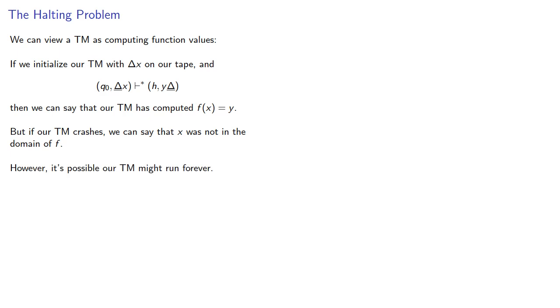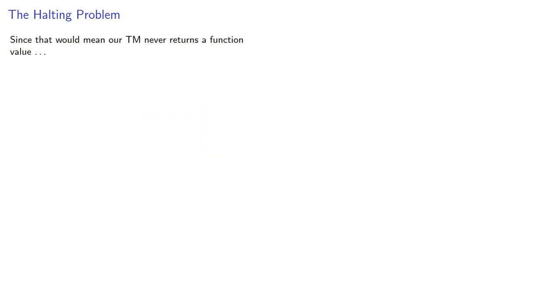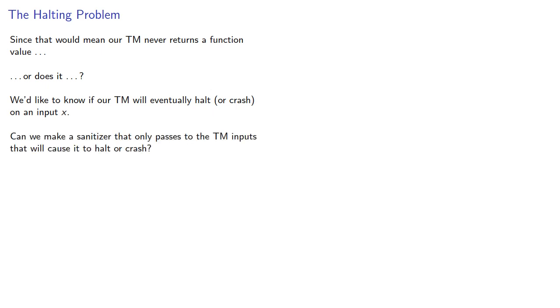But remember, it's also possible that our Turing machine might run forever. Since that would mean our Turing machine never returns a function value, or does it? That's another question which we'll look at later. We'd like to know if our Turing machine will eventually halt or crash on an input x. And so we might ask, can we make a sanitizer that only passes to the Turing machine inputs that will cause it to halt or crash?